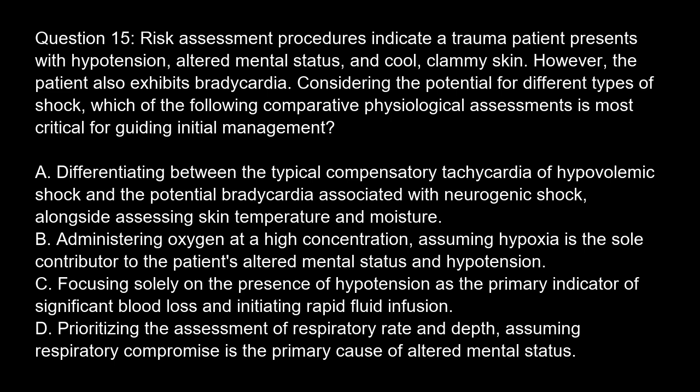Option B. Administering oxygen at a high concentration, assuming hypoxia is the sole contributor to the patient's altered mental status and hypotension. Option C. Focusing solely on the presence of hypotension as the primary indicator of significant blood loss and initiating rapid fluid infusion. Option D. Prioritizing the assessment of respiratory rate and depth, assuming respiratory compromise is the primary cause of altered mental status.